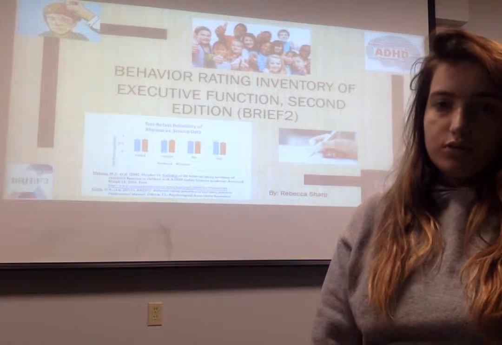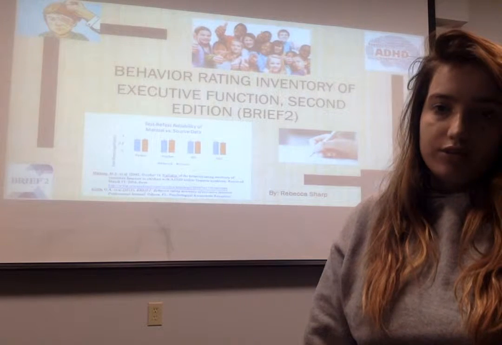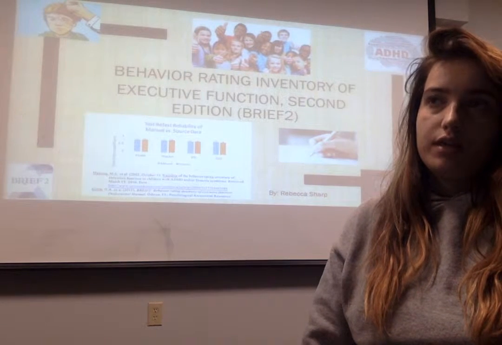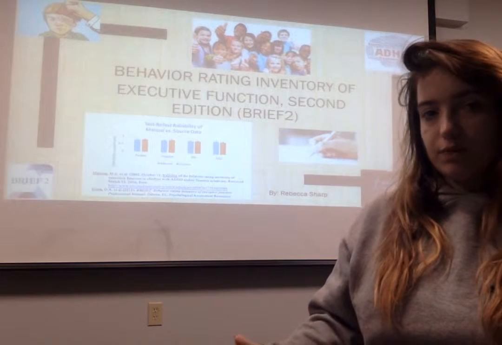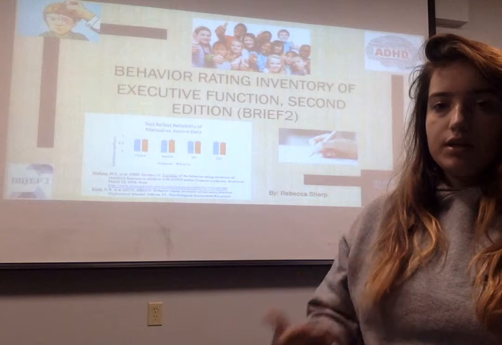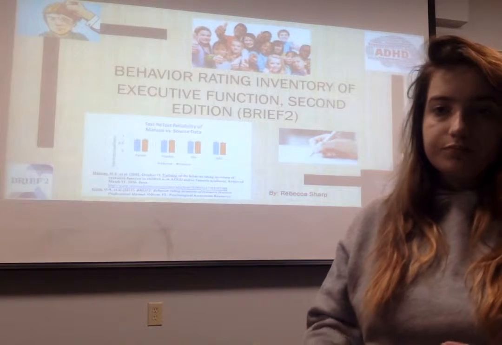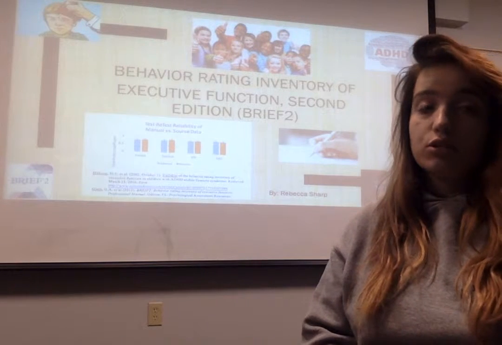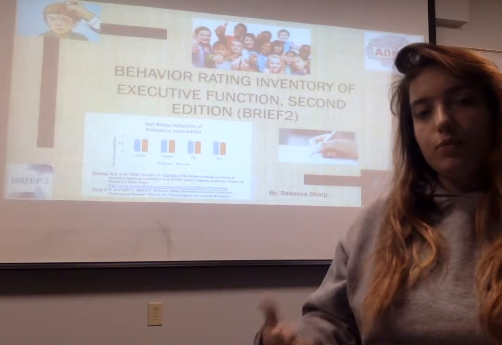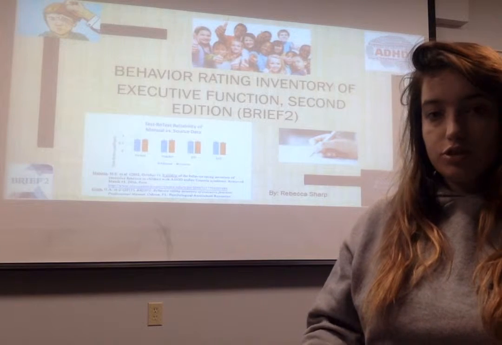The BRIEF 2 looks at the unique behaviors that are typically associated with a person with some sort of disorder on the autism spectrum, or another disorder such as ADHD. Now, this person's working memory and their metacognitive skills and/or ability are tested within the BRIEF 2.